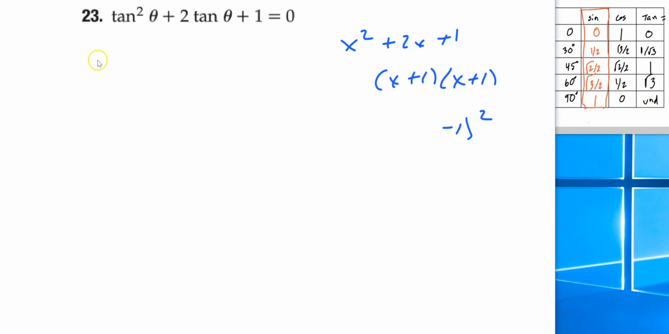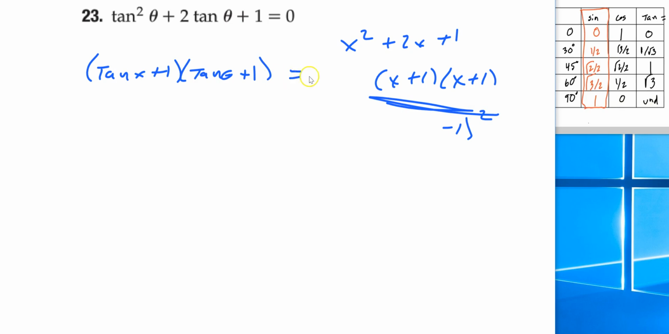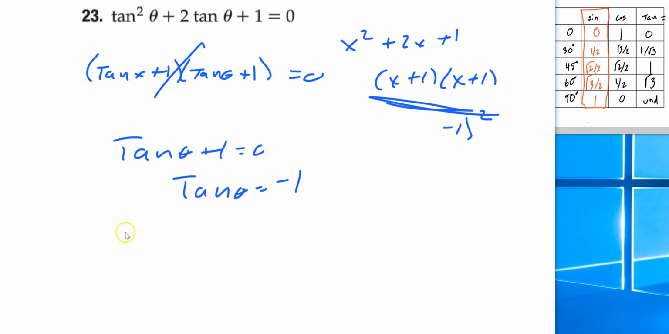So if I wanted to solve this one, I'll just do tan theta plus 1, just like I factored it, equals 0. Split it, they're the same one, we just have to solve one of them. Tan theta plus 1 equals 0. Tan theta equals negative 1. So again, how do we solve that?